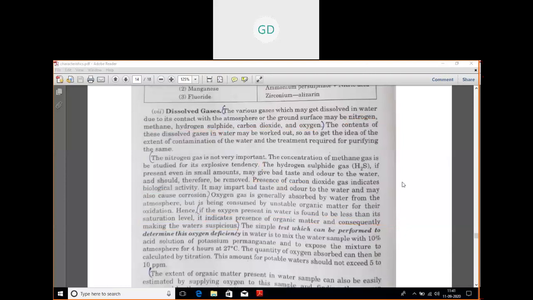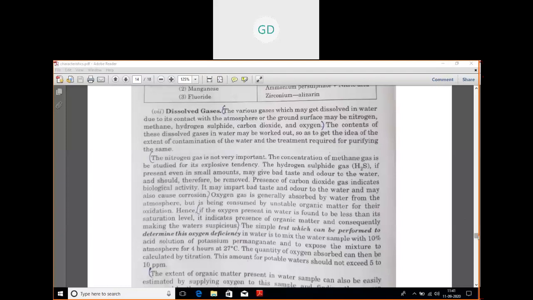So we have completed the chemical characteristics. Make brief notes; I will share this PDF. Write down the important points, and the permissible limits are also important.